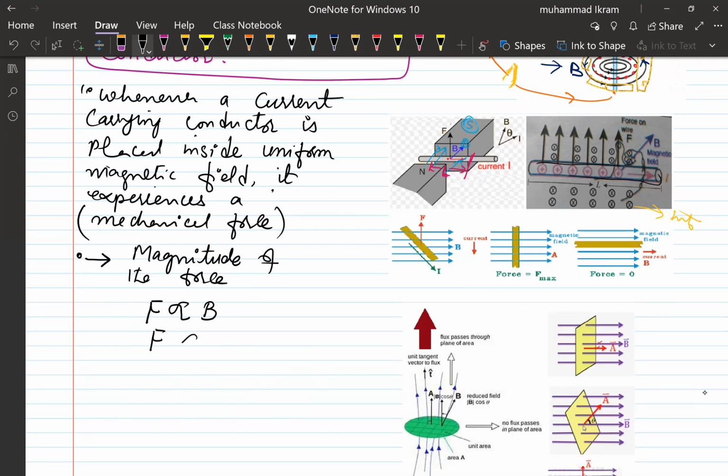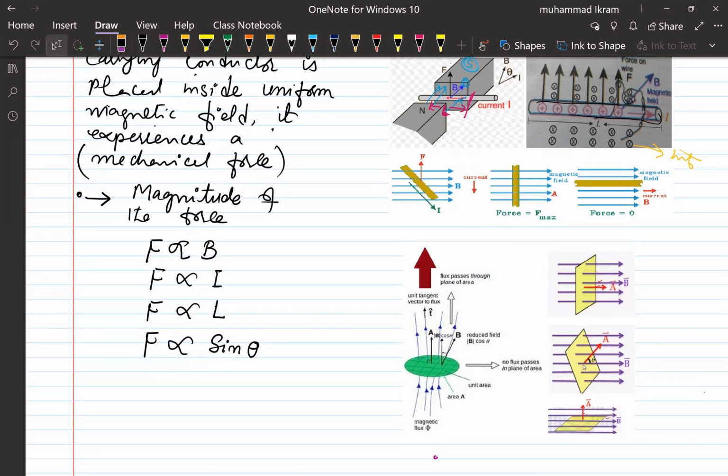This force is directly proportional to the current flowing through the conductor, and it is directly proportional to the length of the conductor inside the magnetic field. Remember, not the entire length, only the part which is inside the magnetic field. Another important relationship is that it is directly proportional to the sine of the angle between I and B, or between L and B, because I is a scalar quantity.